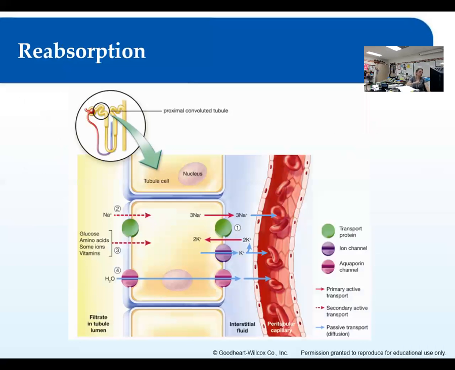Let's see a picture here. Most of it occurs in the proximal one. This would be the proximal one right here. The distal one is going to be on the other side of this loop. So that's where most of the reabsorption occurs.